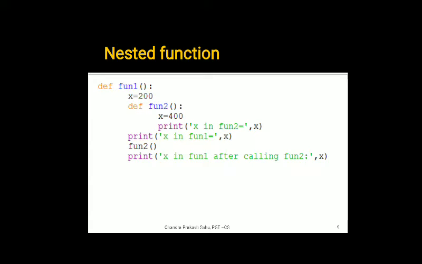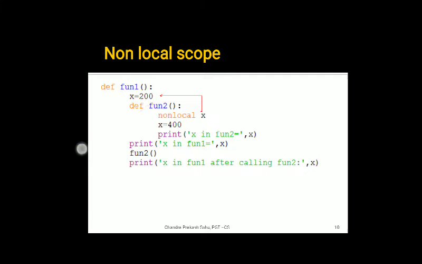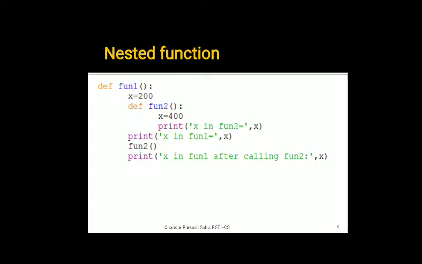So when fun1 is called, a variable will be created, but the function definition will not be executed. The interpreter will just see this function and ignore it. The interpreter will move to the next line. It will not be executed until this function is called. So in the next line, print x in fun1. When this is executed, the x's value, which is 200, is printed.